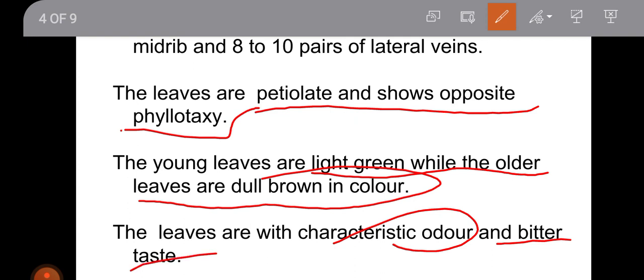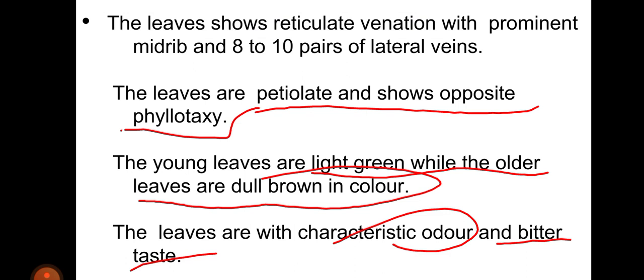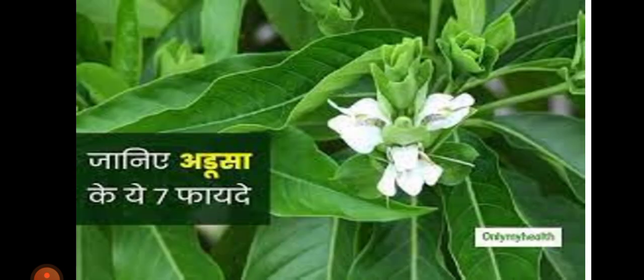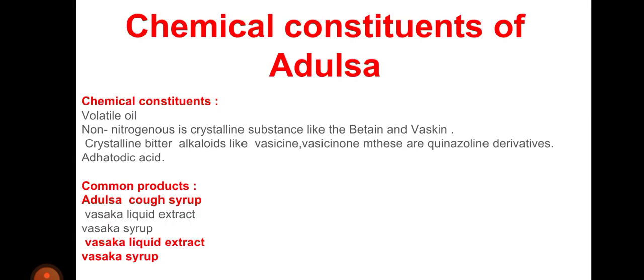That's why we prepare a decoction of the leaves of Adulsa as a syrup and use it against bronchitis, whenever a person is suffering from bronchitis. This is the plant, and you will be able to see the phyllotaxy and the structure of the plant. Now, what are the chemical constituents of Adulsa?